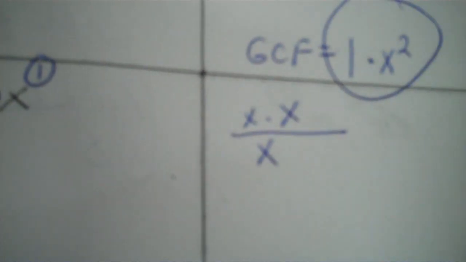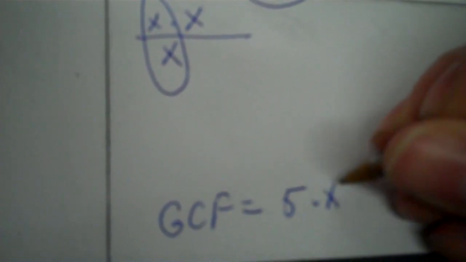X times x, x. Okay. So, right there. So it's 1 pair. So times x to the first.